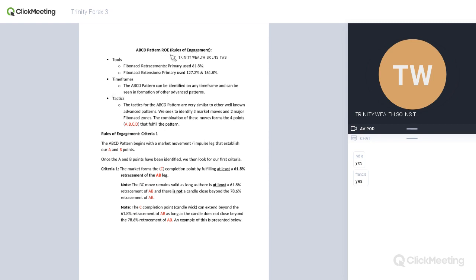So, ABCD pattern, rules of engagement. First of all, there are key ratios we use, and the primary one is the 61.8%, the golden ratio. In most of our discussions, I think I've mentioned that 61.8 is one of the key ratios. Anytime I see a rotation there, I take it very seriously. When I see a signal there, I don't let it go. It also gives you a very good risk-reward ratio. We'll see that in either Thursday or Friday's class when we do risk management.